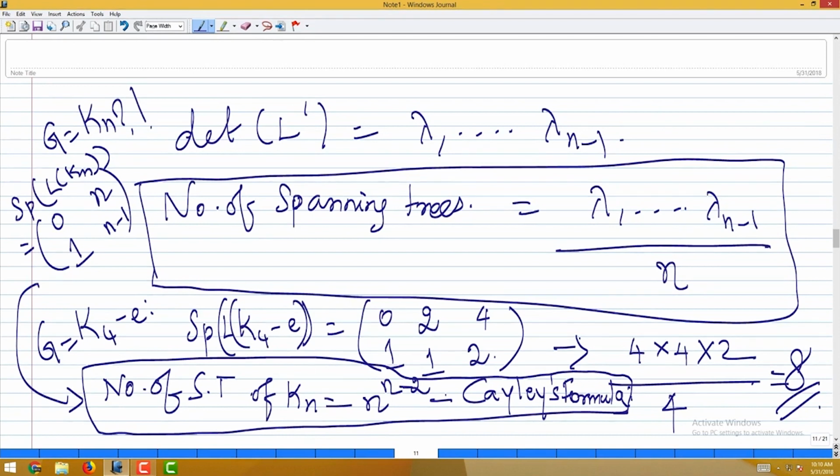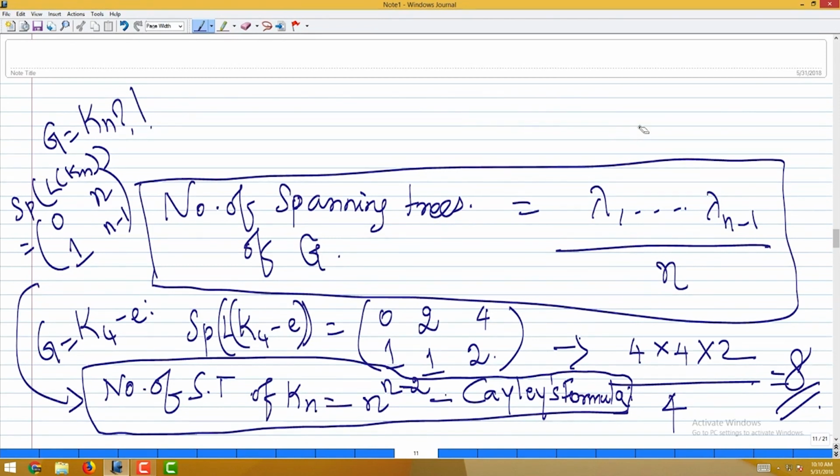This formula is exactly for the complete graph, but this one gives it for any graph, where the lambda i's are the eigenvalues of the Laplacian. So, let me just fix it here. Any doubts in this so far, whatever we have done? I did not do much proof, but if you want I can do the proofs also.